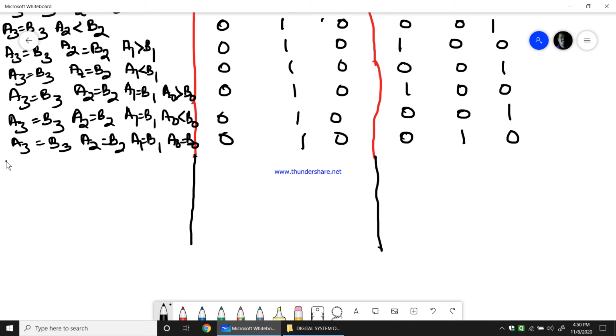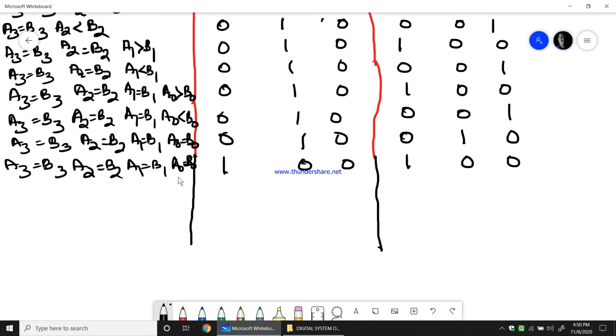Now A3 equals B3, A2 equals B2, A1 is equal to B1, A0 equals B0. Now if I make A greater than B cascaded input 1 and other two 0, the output A greater than B will go high. Because all these bits are equal, A3 to A0 equals B3 to B0, therefore I made cascaded input A greater than B as high, then the output will show A greater than B as high.